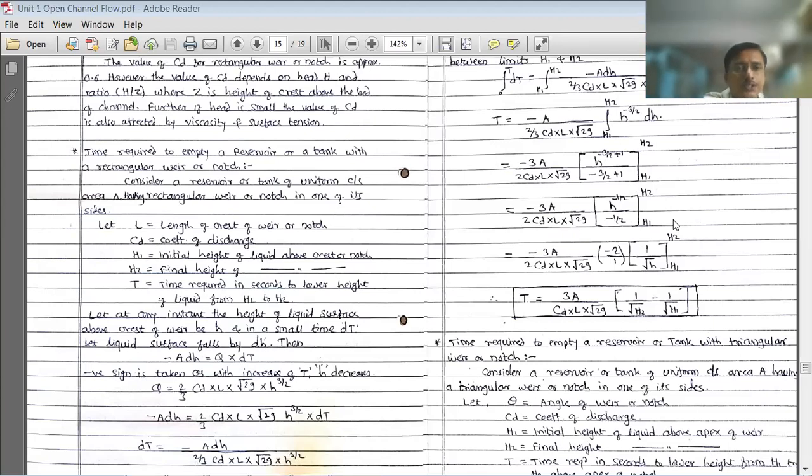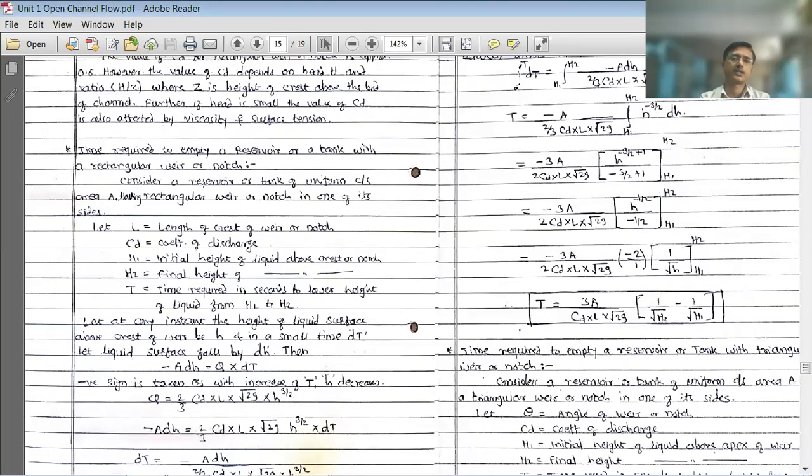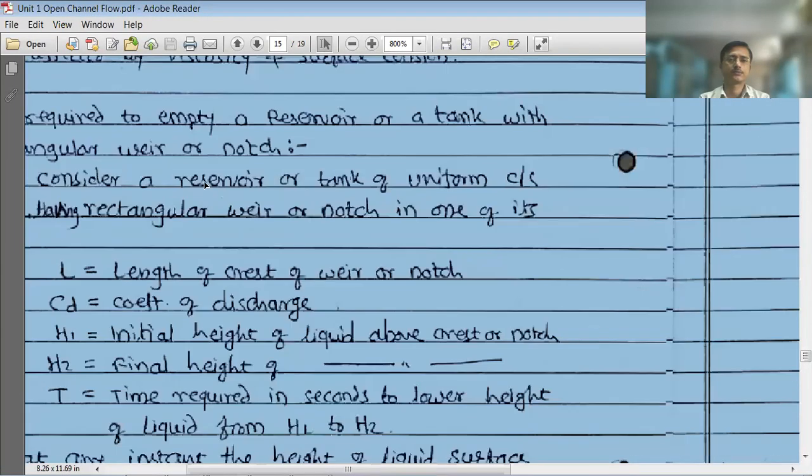In this session, we are going to finish this unit. Let us learn the remaining points from this unit. The next point we are going to learn is the equation for finding the time required to empty the reservoir or tank with a rectangular weir or notch. Write down the title about this.